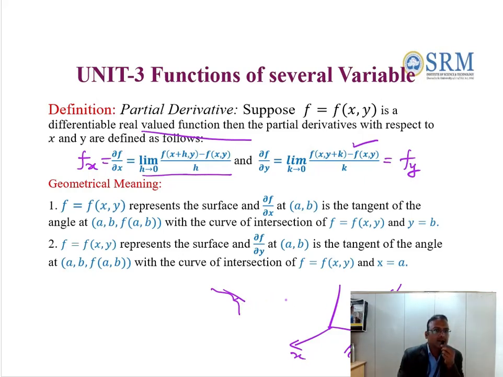Similarly, dou f by dou y means the tangent angle at the point a comma b comma f of a comma b, with the curve of intersection of the surface f and x equal to a. That means we have to draw a plane which is passing through x equal to a. Then this will intersect the surface and generate a curve like this, and then it makes an angle. This gives the dou f by dou y. That is the geometrical meaning of this.